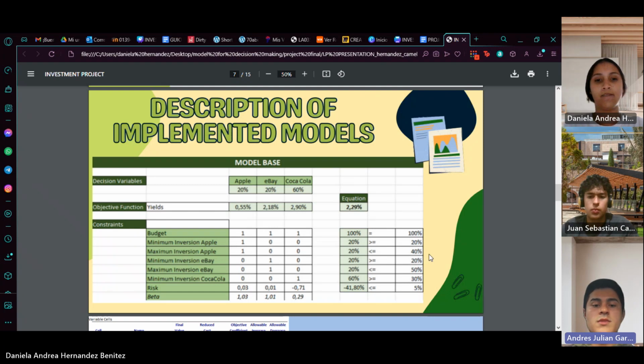We got this result because Coca-Cola is the company with the highest return, and this will generate more profits to the company, and at the same time, the least risky. So in Apple and eBay, we will invest as little as possible.